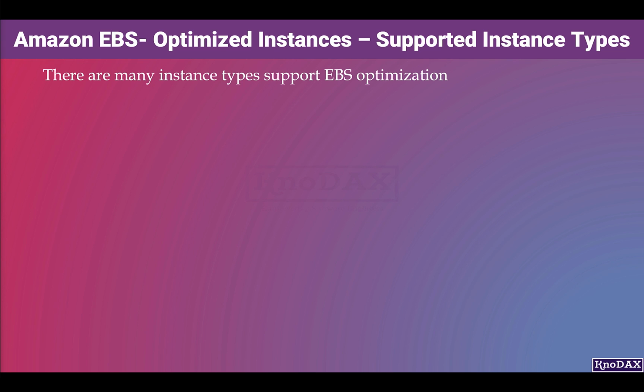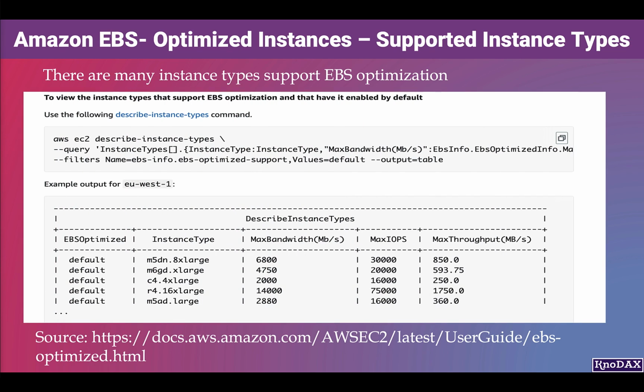Many instance types support EBS optimization. You can use the AWS CLI to view the instance types in the current region that support EBS optimization. For example, the screenshot shows how to use an AWS CLI command to view the instance types that support EBS optimization and that have it enabled by default. You can also view the instance types that support EBS optimization, but do not have it enabled by default.